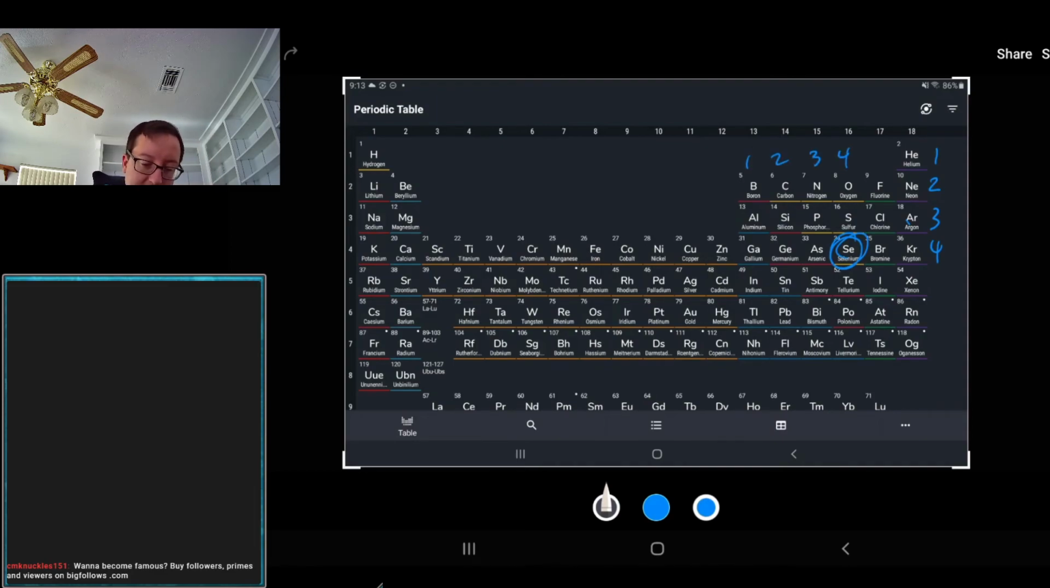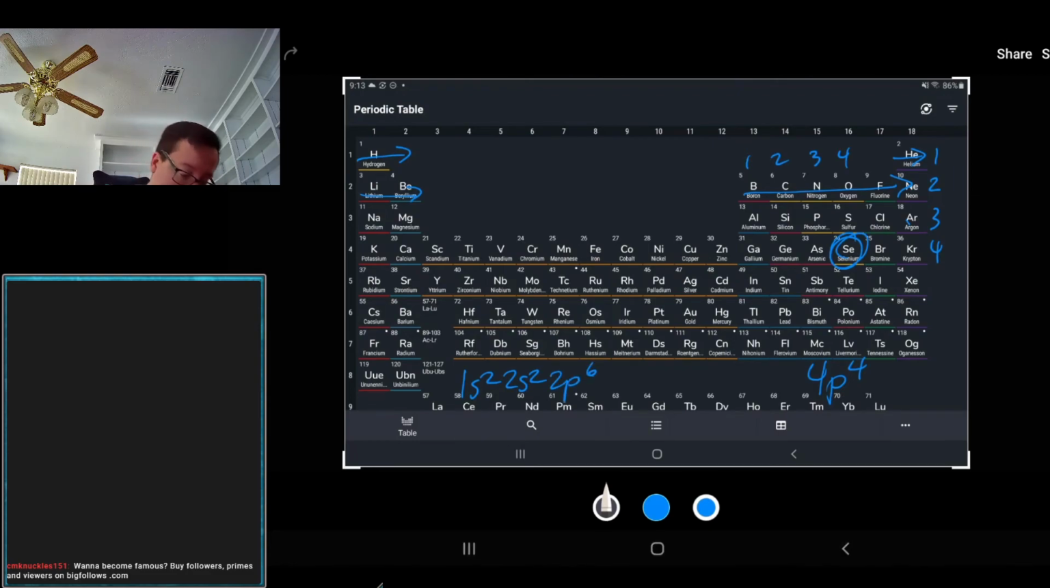We would say that selenium would be 4p4, its last electrons. And so we need to fill everything up until 4p4. So we'll go through hydrogen. That's 1s2. We go through 2s. We go through 2p. Fill that up completely.